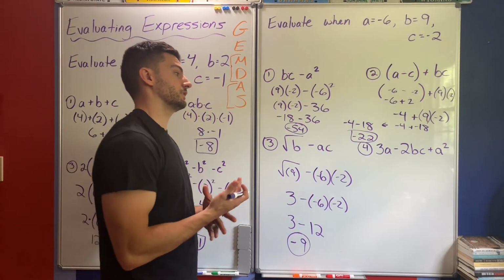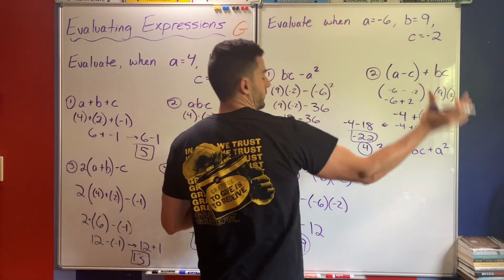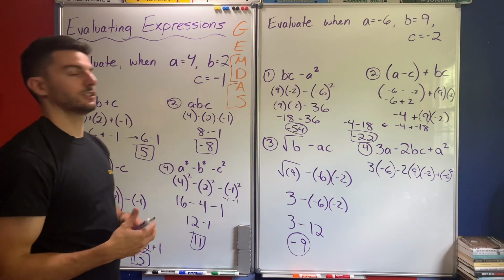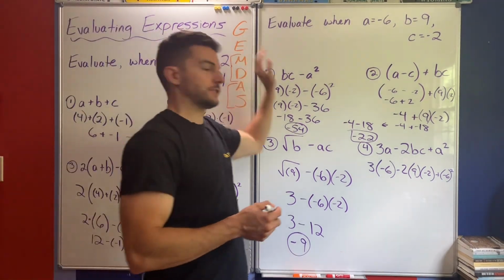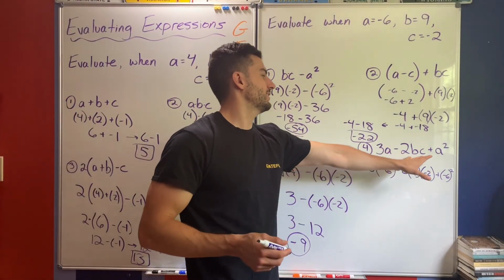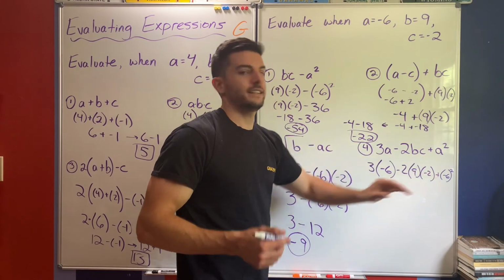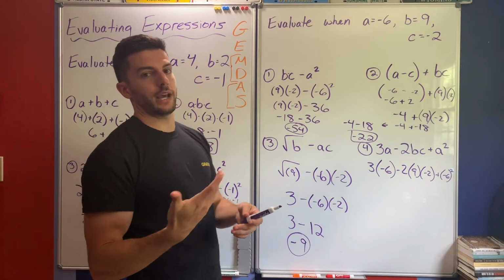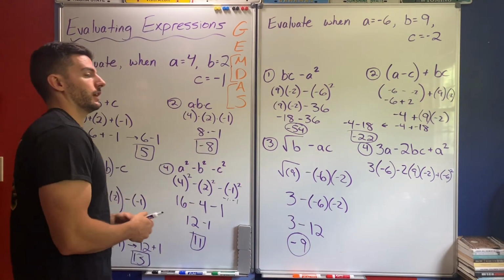Now, the big one, last one, number 4: 3a minus 2bc plus a squared. So let's get all those values in there first. Yikes, that's a lot. But again, one step at a time. Do I have any groups? No, I don't. Again, you might say, oh, that's a group, isn't it? It is one term, but it's not in parentheses, so I don't need to do that necessarily before I do any of the other ones.